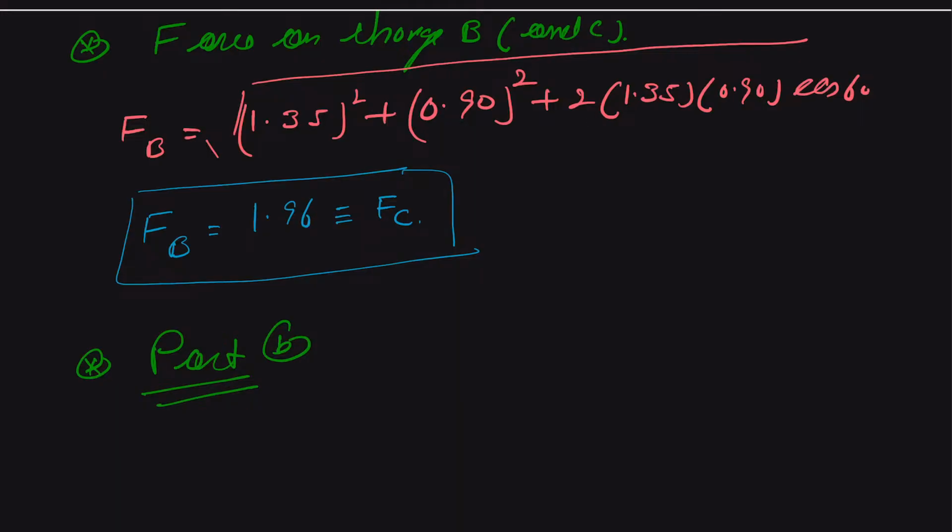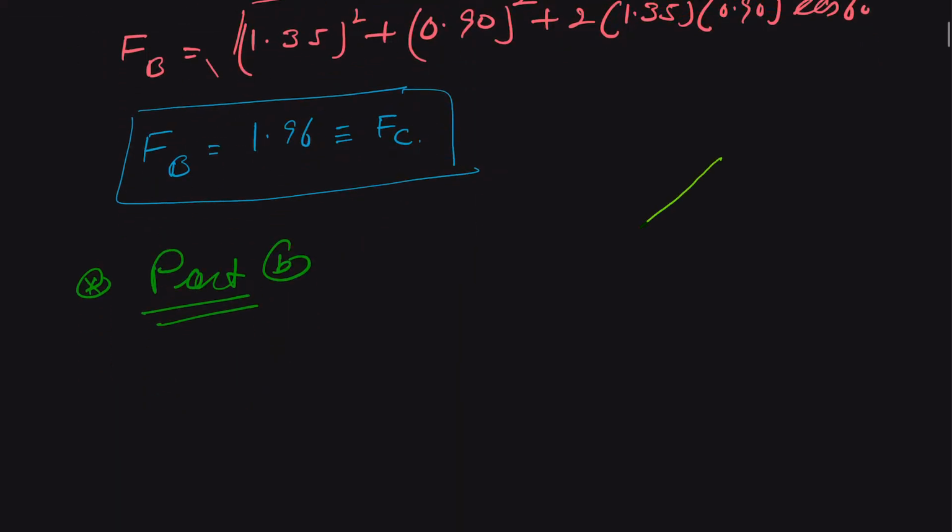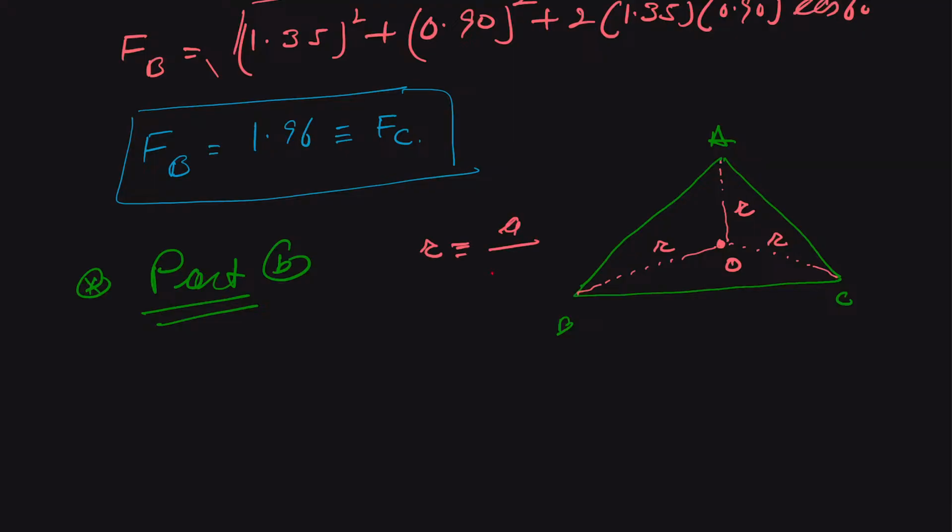We have part B, and so this is our A, B and C, and let us suppose this is the center of the triangle, denoted as O. Therefore we can say that the distance of each vertex, or each charge, from the center of the triangle is R. Then this value of R will be equal to side divided by square root of 3, and this comes as 0.115 meters.